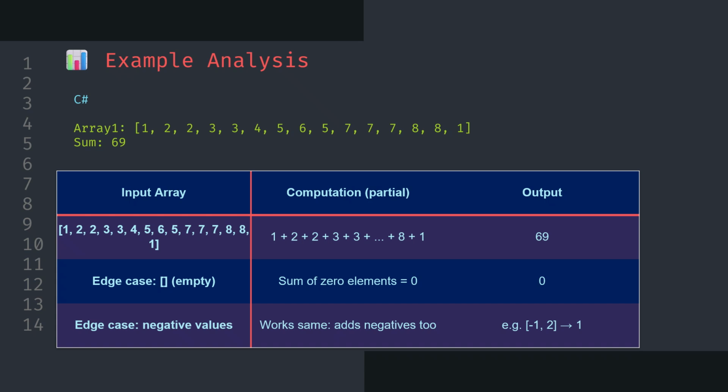Here are a few cases to consider. The sample array sums to 69. If the array were empty, we get 0. The code handles that naturally because we never add anything to the initial 0. Negative numbers also work fine because addition is associative. If you want safety checks, for example, to prevent overflow for huge arrays or huge numbers, we can show how to use long or checked contexts.